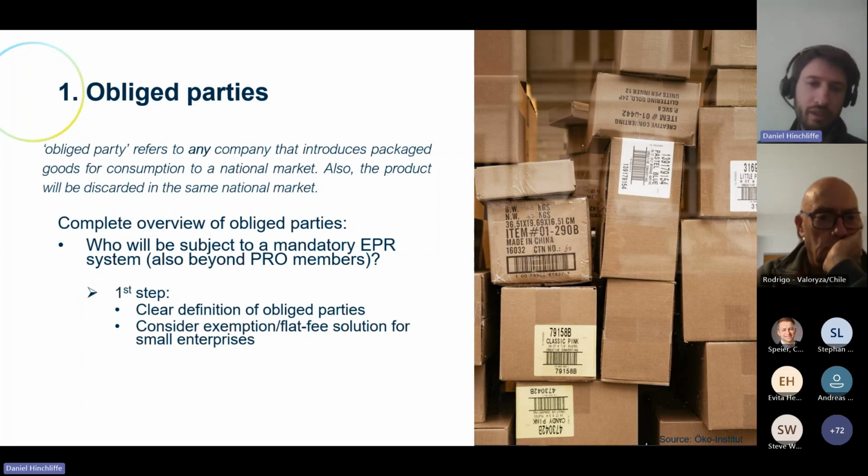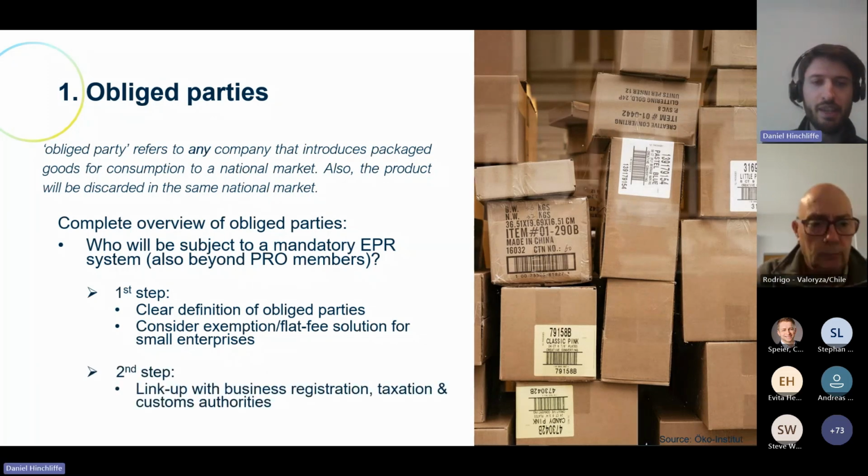And maybe there are other exemptions possible for companies that don't bring so much packaging onto the market. We can think about flat fees for them, just to simplify it for smaller enterprises. Secondly, we can look at all the business registration documents, taxation, customs data that we have at a state level with authorities to try and make sure that we captured everybody who's actually an obliged party on the system.